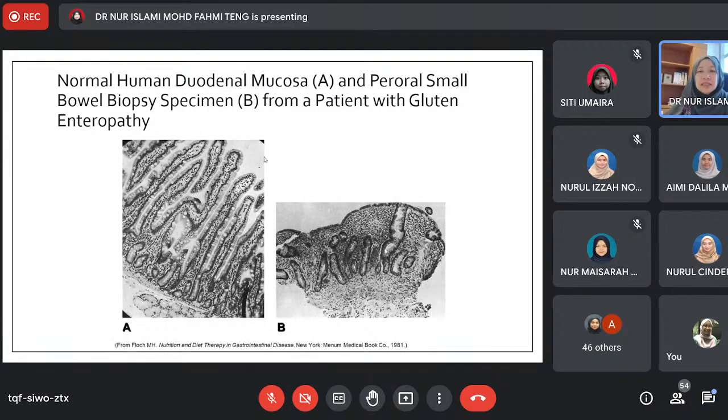This is the picture showing you the normal human duodenal mucosa, and this is for those with celiac disease. Here you can see the villus height is tall. Here, the villus height is reduced, and it is more flattened in appearance. So this is the duodenal mucosa of someone with celiac disease.